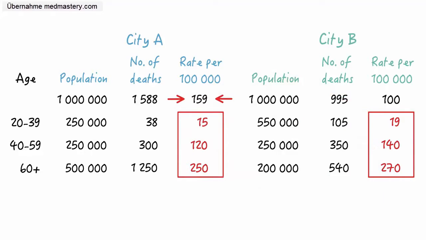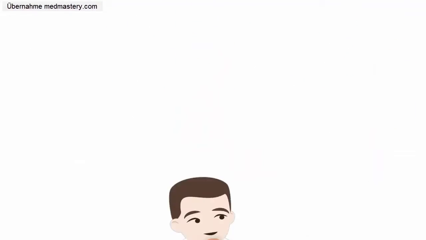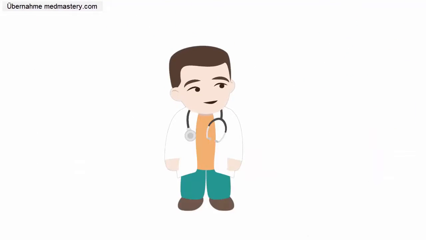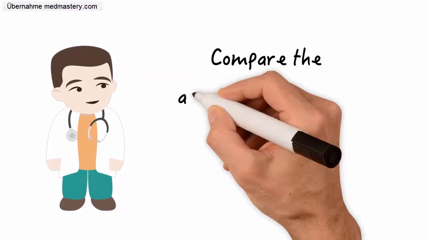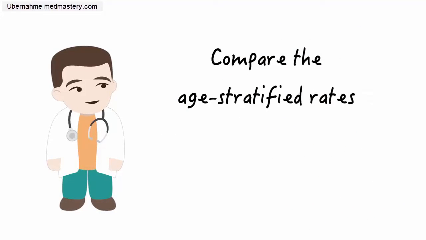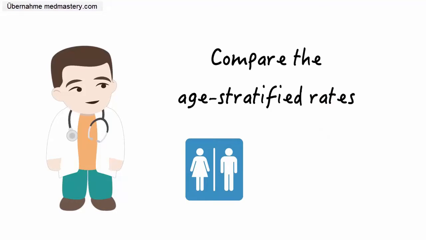So the key learning of this lesson is, whenever you want to get a quick grasp of the effect of age on your rates, compare the age stratified rates. In fact, you could do this for any potential confounder. If you thought that gender was confounding your overall rates, compare the gender stratified or gender specific rates. If you thought that income confounded your rates, look at the income stratified rates, and so forth.